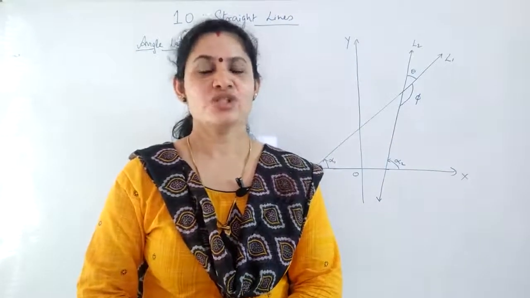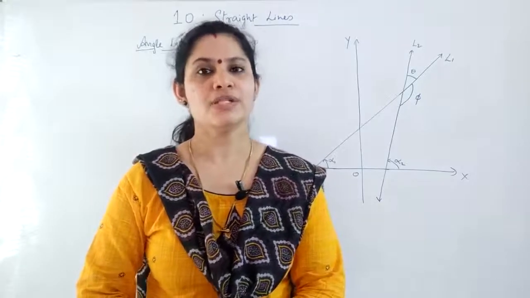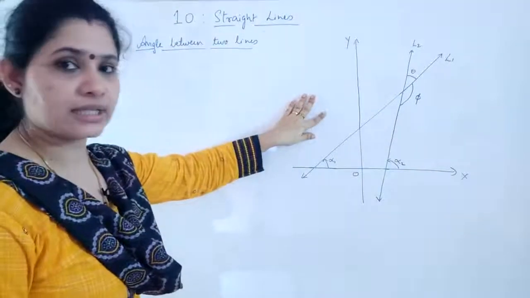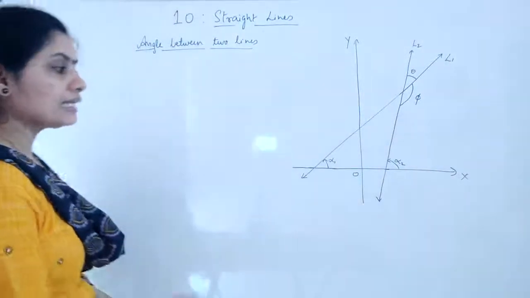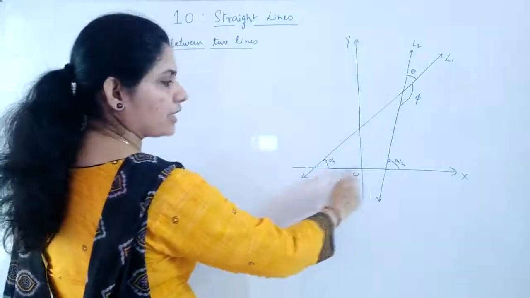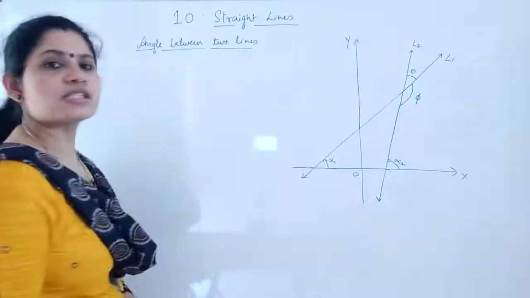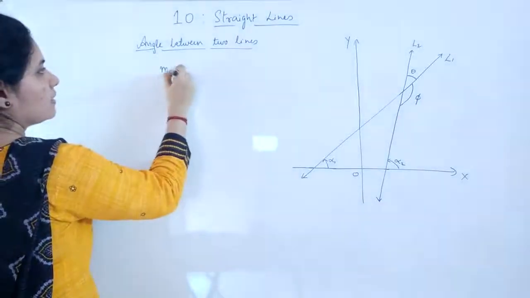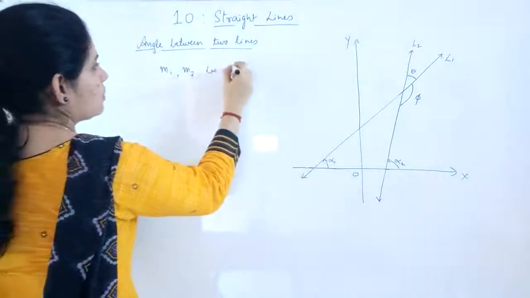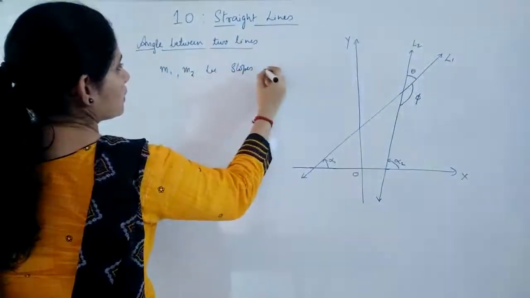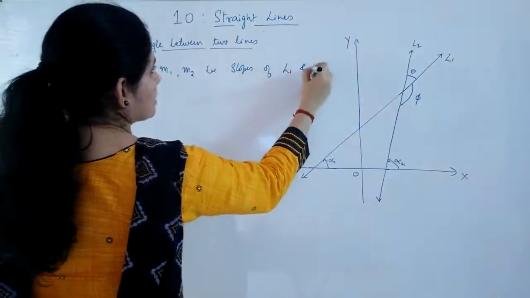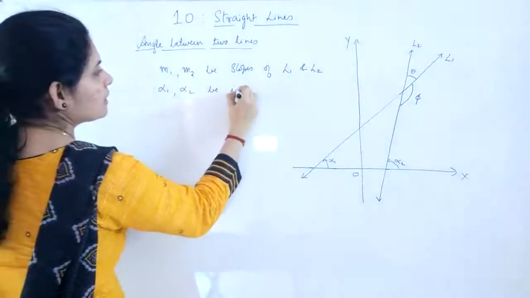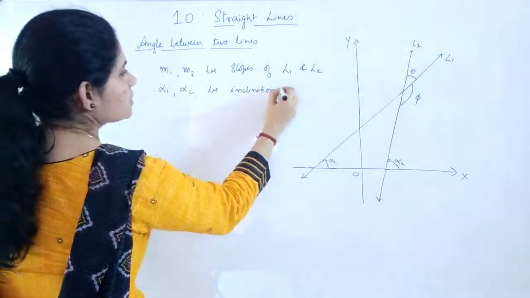Hi everyone, today we are dealing with the topic angle between two lines. So first we are taking two lines which are non-vertical and let their inclinations with the x-axis be alpha 1 and alpha 2 respectively, and the slopes of the two lines be m1 and m2 respectively. So let m1 and m2 be the slopes of the lines L1 and L2, and alpha 1 and alpha 2 be the inclinations respectively of the two lines.